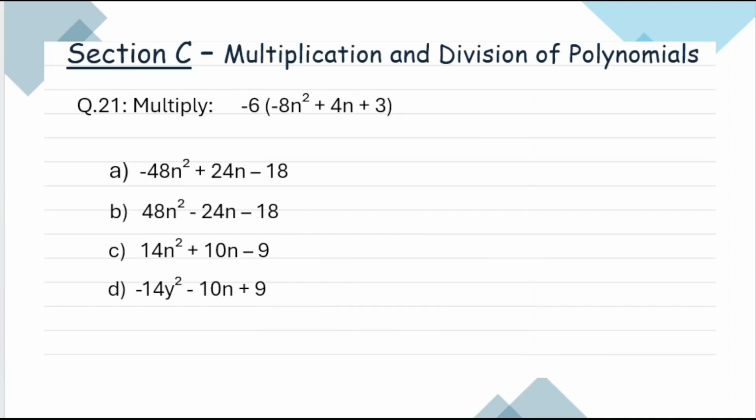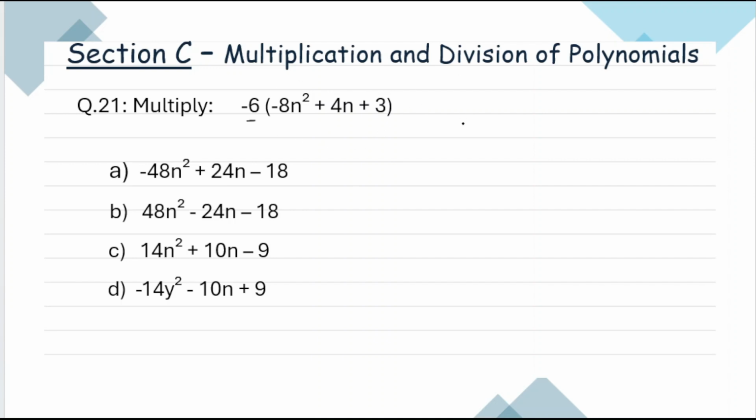Section C. Section C will contain 10 questions on the topic of multiplication and division of polynomials. Let's start. So, negative 6 is being multiplied by minus 8n square plus 4n plus 3. So, what is this multiplication? It is the multiplication of constant term negative 6 with a polynomial. For the detailed explanation of multiplication and division of the polynomials, you can watch all of the other videos in my playlist of multiplication and division, which is available on my channel.